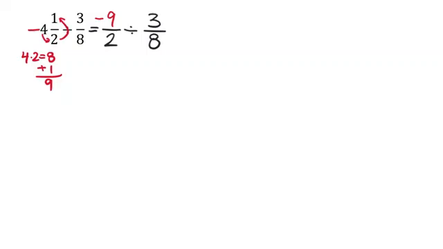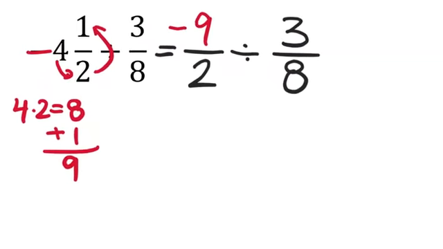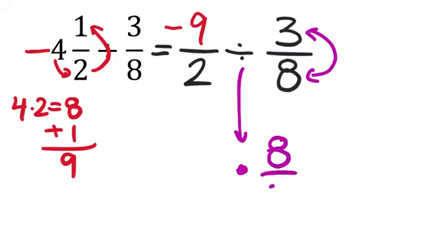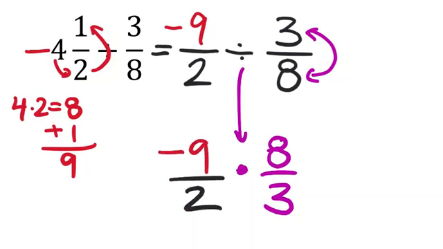All right, now that we've done that, what I'd like to do is take my division, because I don't want to divide, I would rather multiply with fractions. So there we go. If I do that, then I need to reciprocate that second fraction into 8/3. So I'm going to take my original fraction, negative 9/2, and now I'm going to multiply it by 8/3. This is the same problem. It's just shown a little differently.